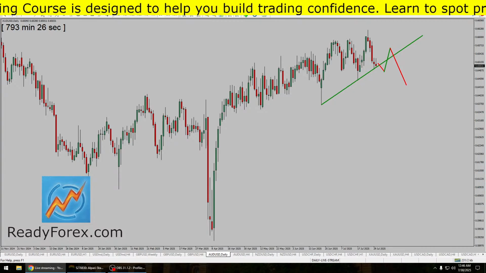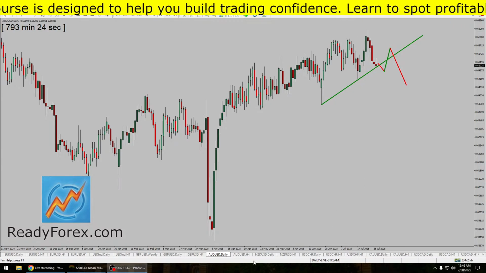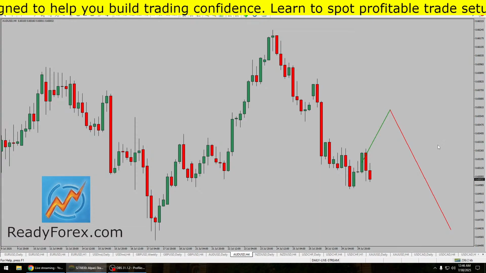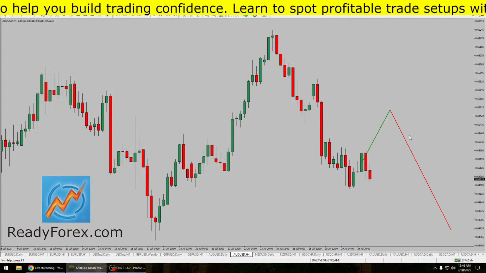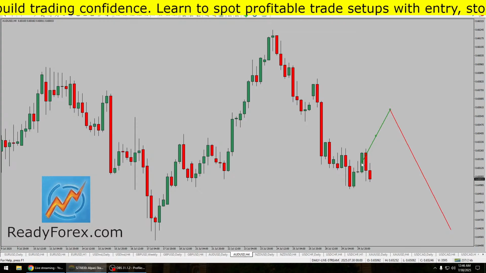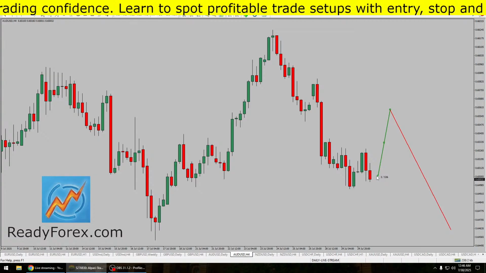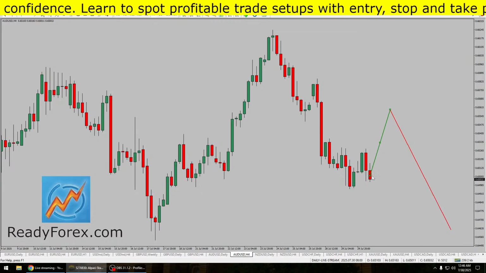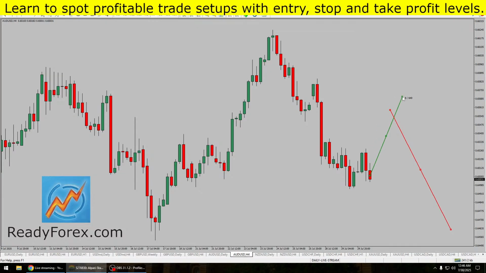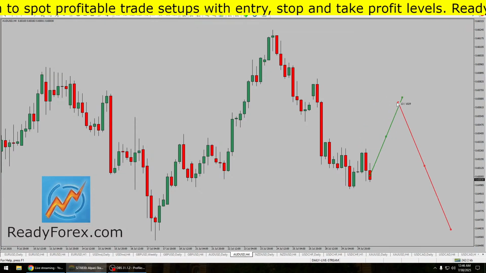I'm expecting a pullback, and people are jumping into the market with a sell, which is a wrong way to trade. A good idea is to wait for a bullish pullback. If you try to sell over here at the current price, the chances are high that you could lose money. So wait for a pullback.